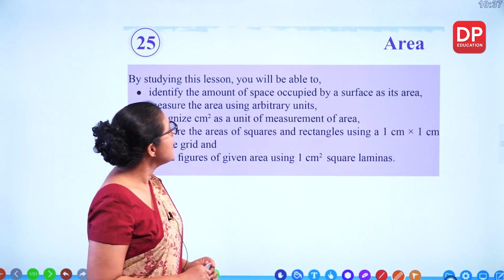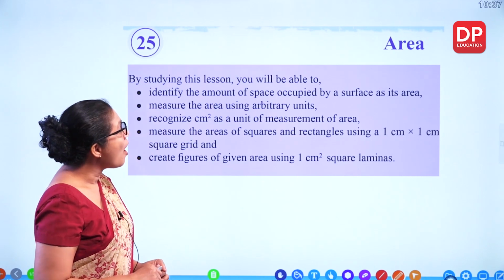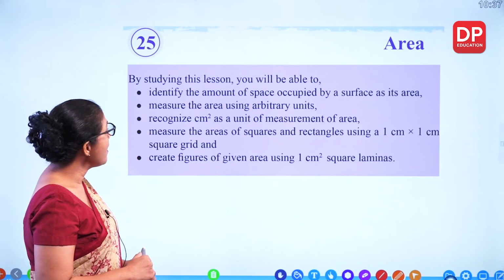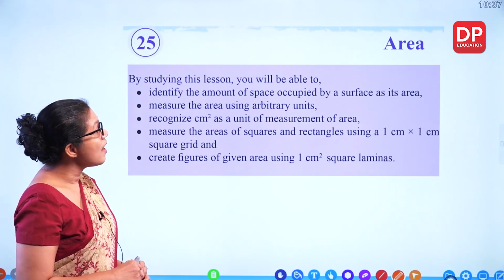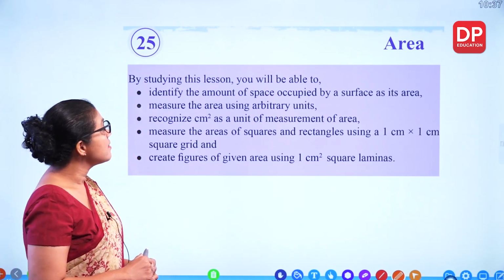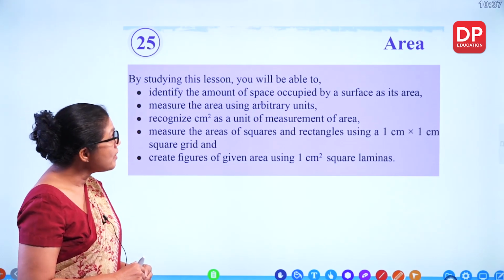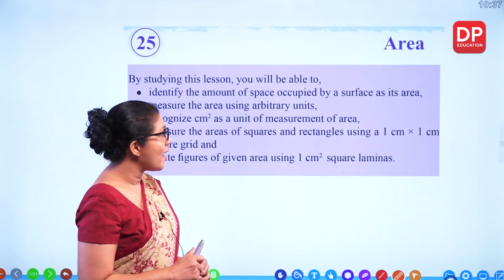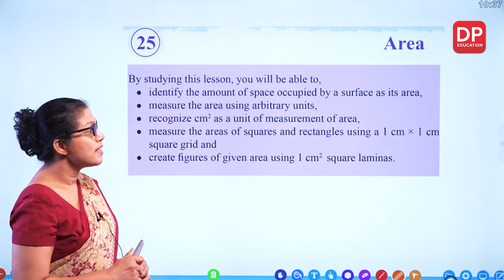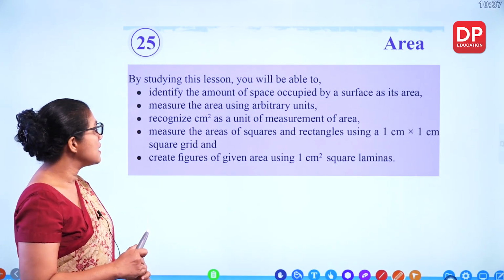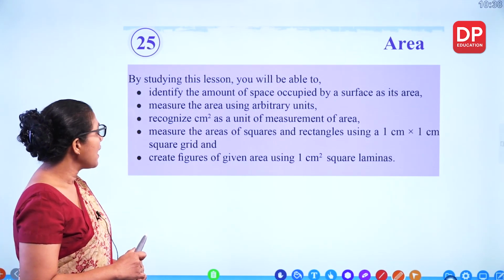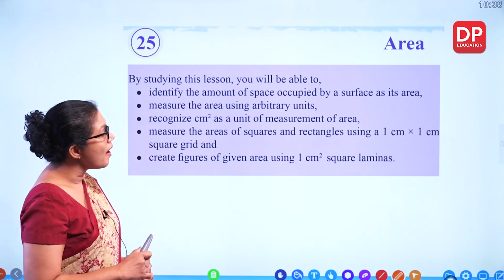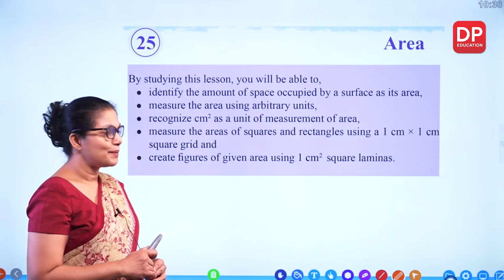So in this lesson, we identify the amount of space occupied by a surface as its area, measure the area using arbitrary units, recognize square centimeters as a unit of measurement of area, measure the areas of squares and rectangles using 1 by 1 centimeter square grid, and create figures of given area using 1 square centimeter laminas.